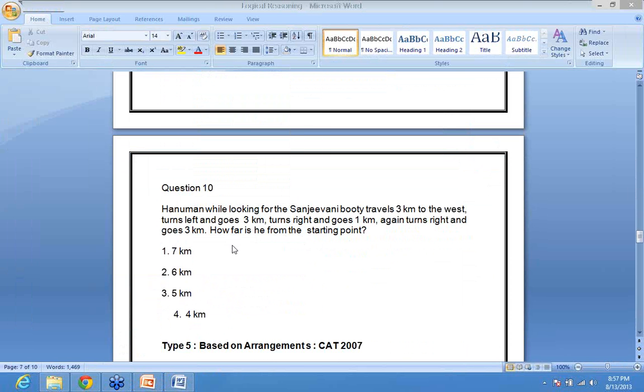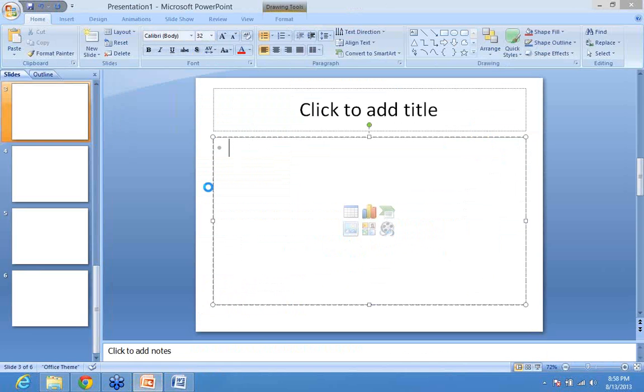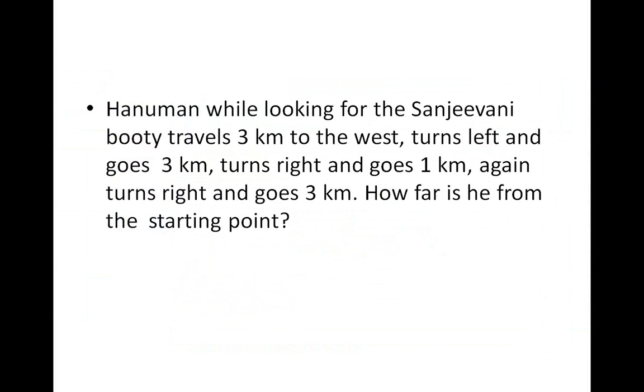Question number 10 says that Hanuman, while looking for the Sanjeevani booty, travels 3 km to the west. West means in the left direction. Turns left and goes 3 km towards right. Maybe I'll explain this also on the screen here for those who have not understood it. Those who have not understood it, please have a look.